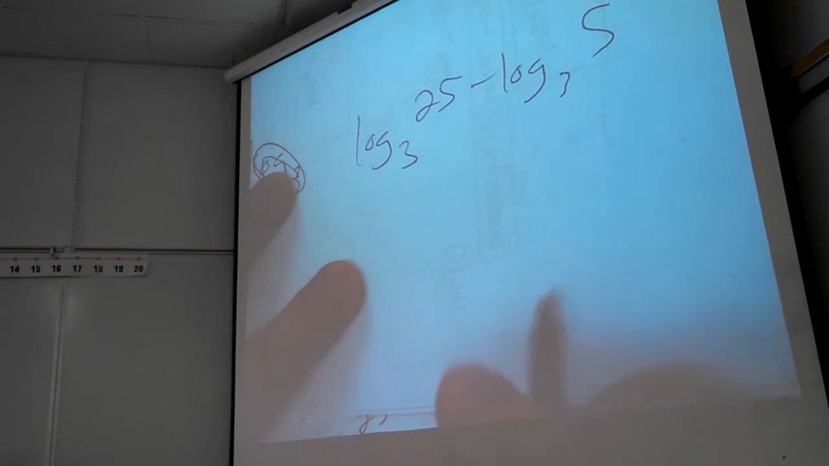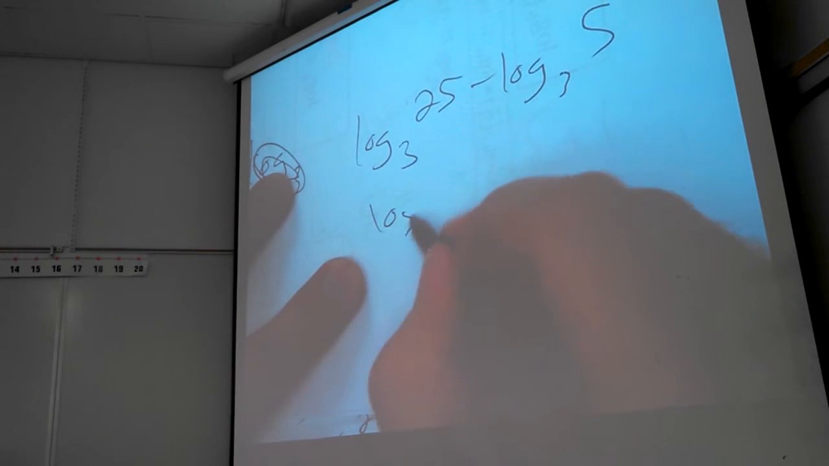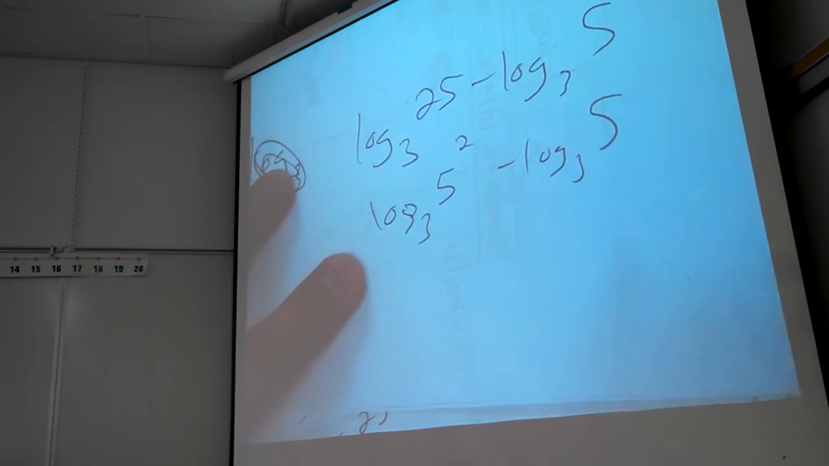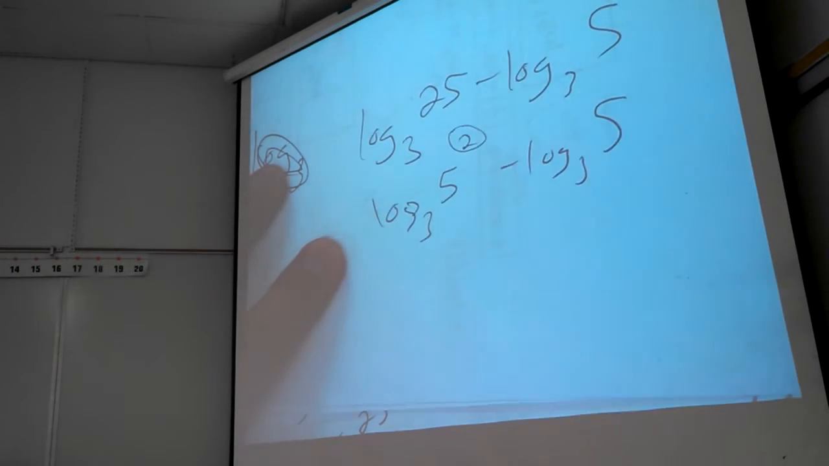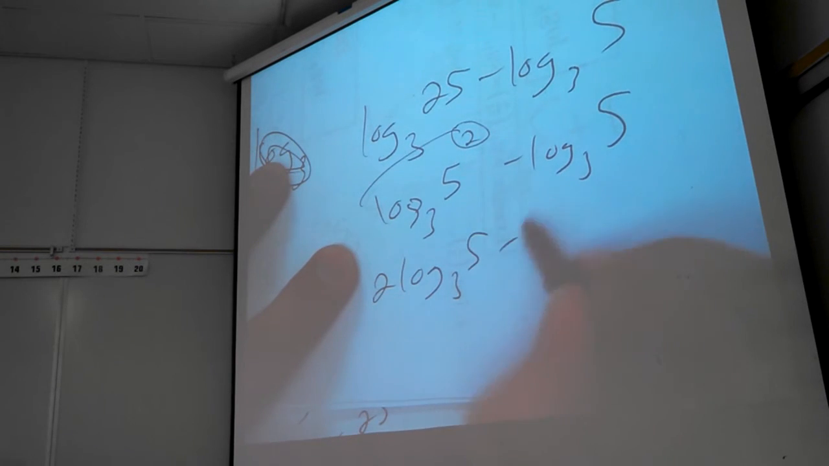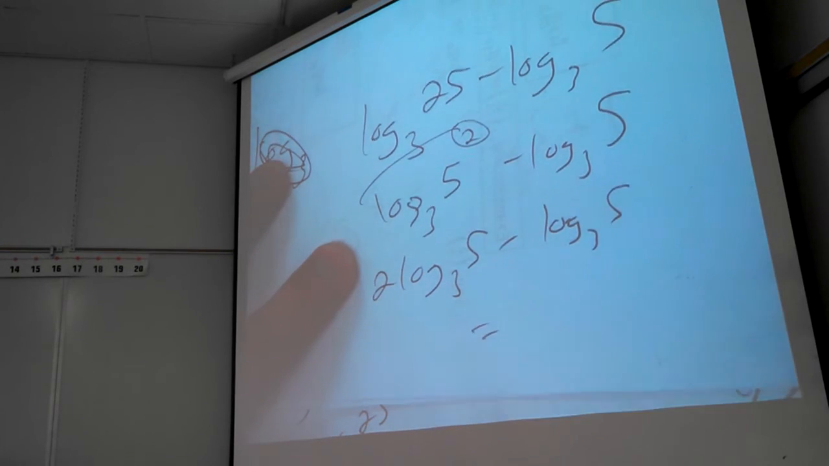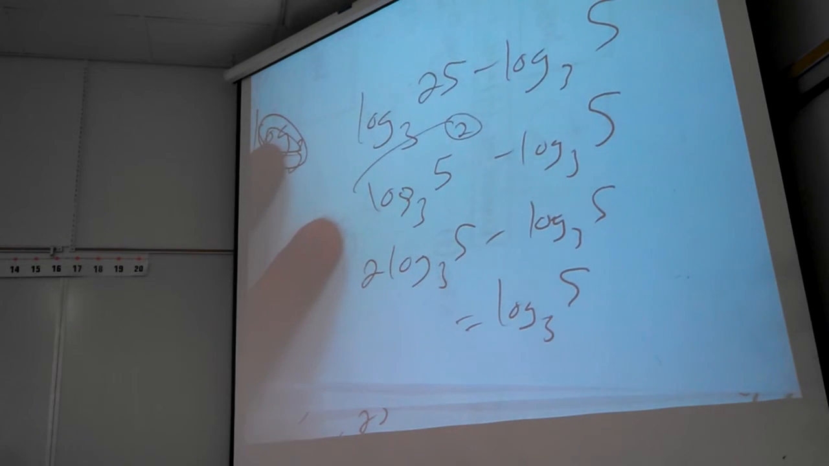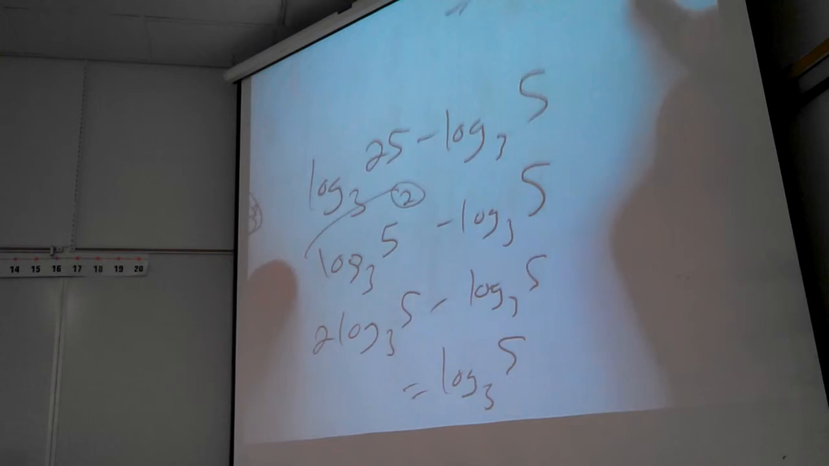This is a whole different way to do this. 25 is 5 squared, right? Is that cool? And what can happen with the 2? It can come out front. So I got 2 of these minus 1 of these is 1 of those. Cool? What's the more direct way to do this?